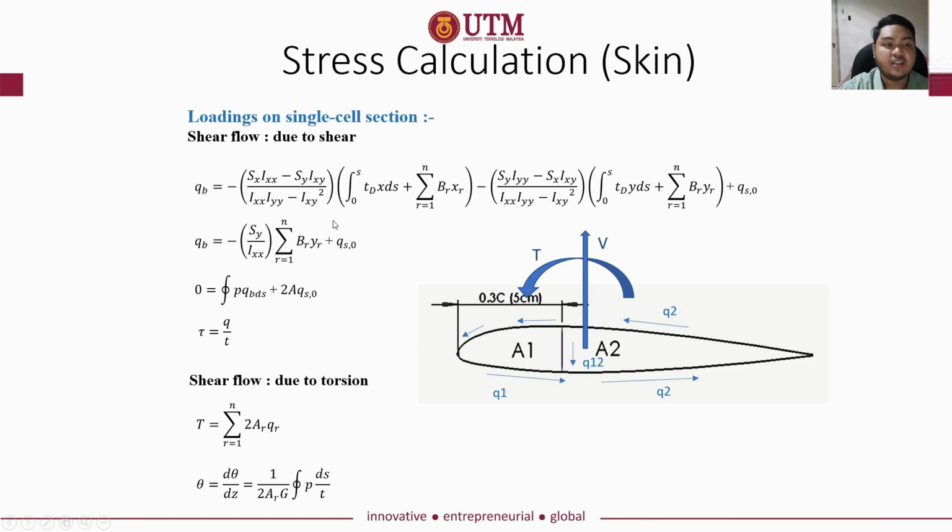Here is the shear analysis for the single cell section. The shear flow has two parts, which are due to shear and due to torsion. For the part due to shear, we use tau equal to Q over T, where Q is the shear flow and T is the thickness, and for the torsion we use this formula.